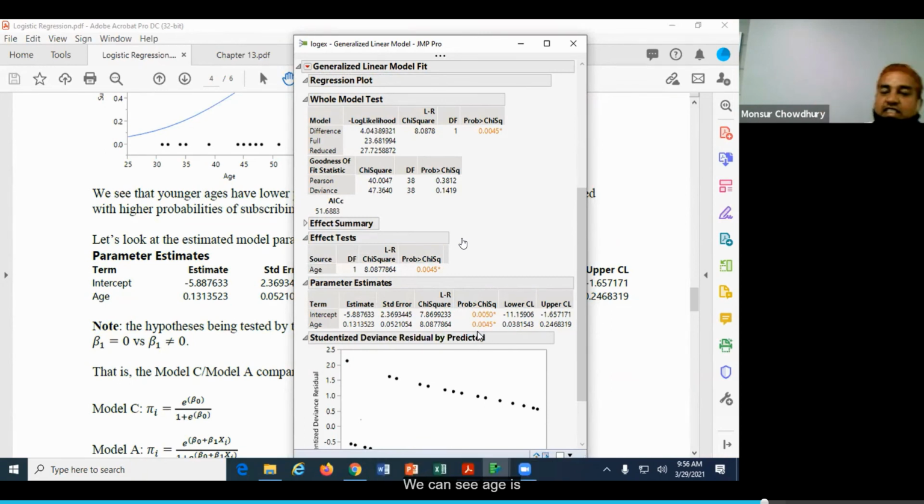But you can see that the most important part we look at is age. So we can see age is a useful predictor to predict whether a person will subscribe to a newspaper, because you can see the p-value for age is low.